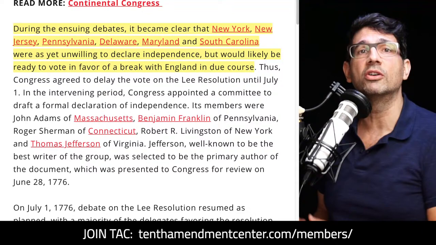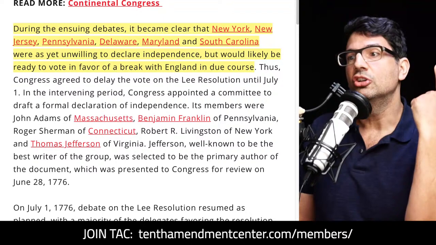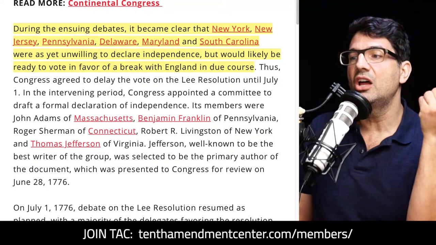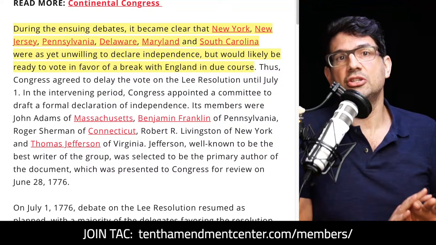And here from history.com, they say: during the ensuing debates, and this was right on June 7th, today in history, it became clear that New York, New Jersey, Pennsylvania, Delaware, Maryland, and South Carolina were as yet unwilling to declare independence, but would likely be ready to vote in favor of a break with England in due course. And that's why Hancock was like, look, if we're going to do this, it's got to be unanimous. We've got to have everybody on board. And that's why they decided to hold off.